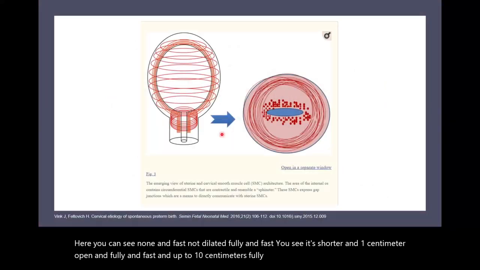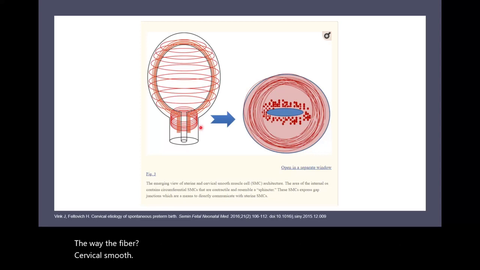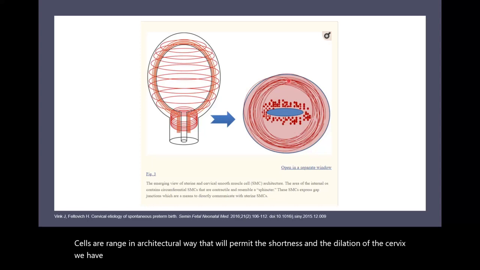So how does this work? The cervical smooth muscle cells are arranged in an architectural way that permits the shortening and the dilatation of the cervix. We have longitudinal and also circular fibers of the muscles, and it will act like a sphincter.